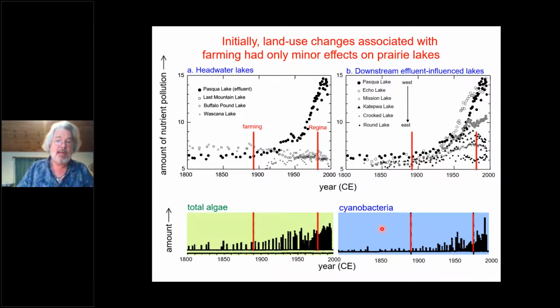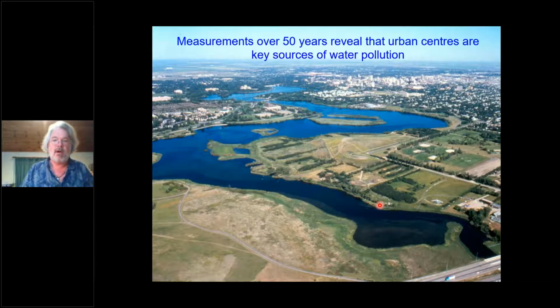So the take-home story here is, while you'd expect farming to have a really big effect early on in the last century or two, there's just not that much evidence for it. So it wasn't so much that we're ignoring farming. We simply think that at the start, it wasn't the main story. The main story was urban pollution. And over the last 50 years, we've been able to see that wastewater from the city centers has been a main factor degrading water quality.